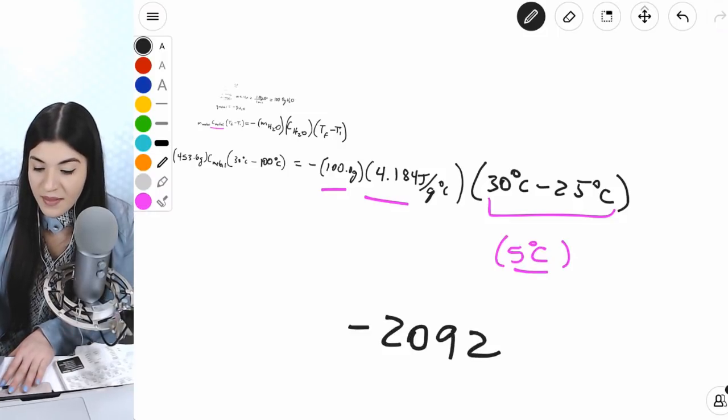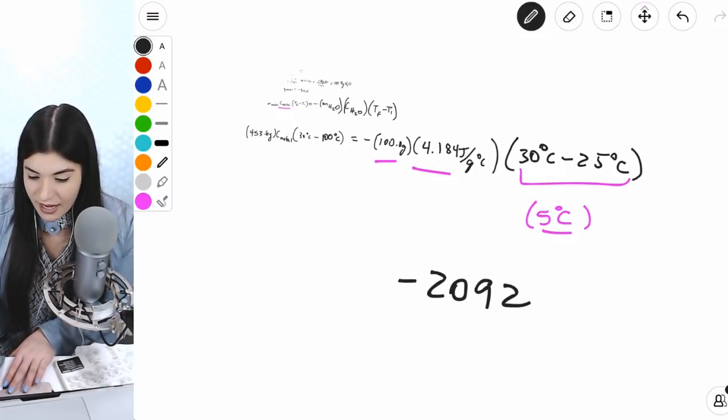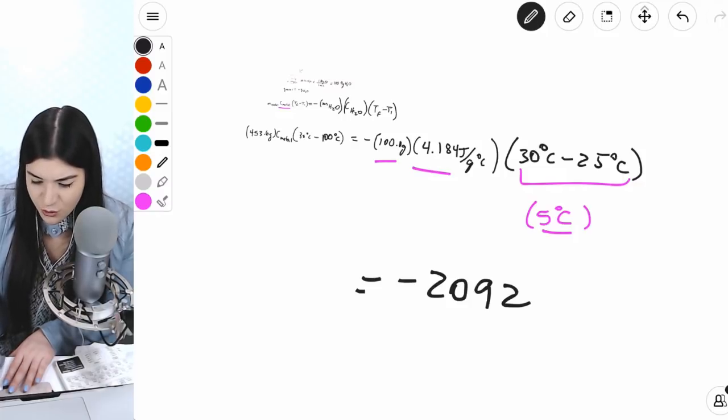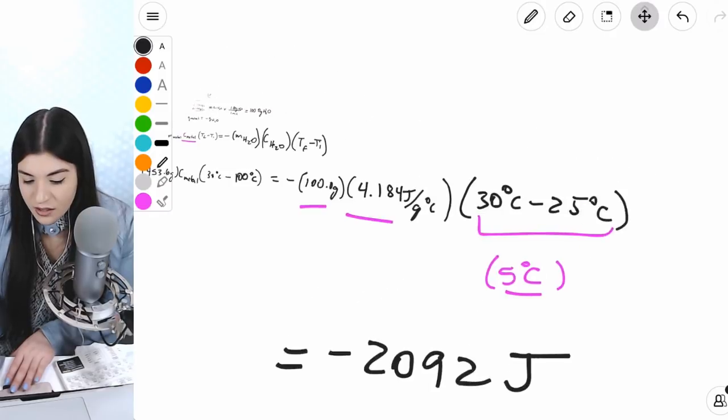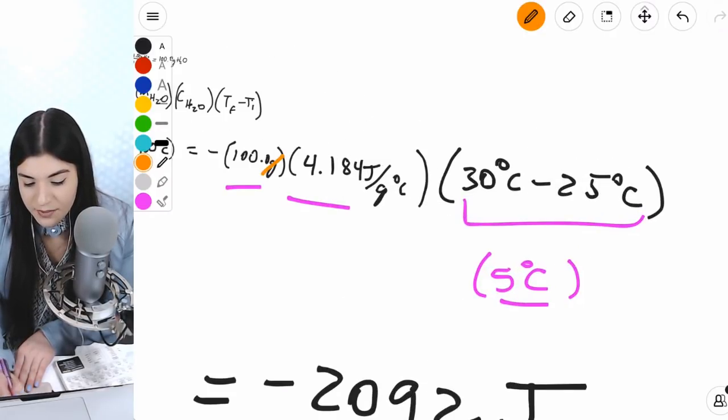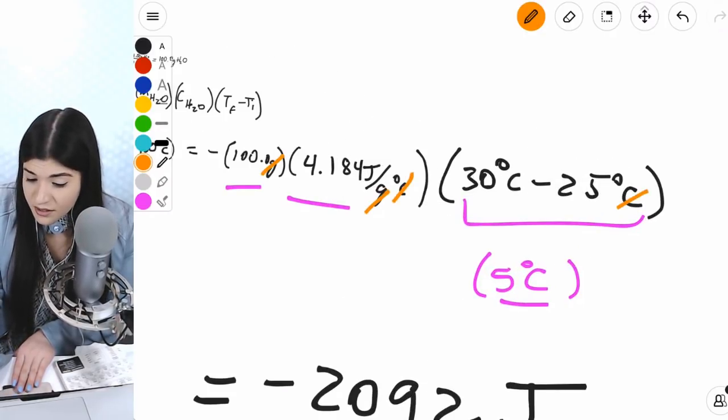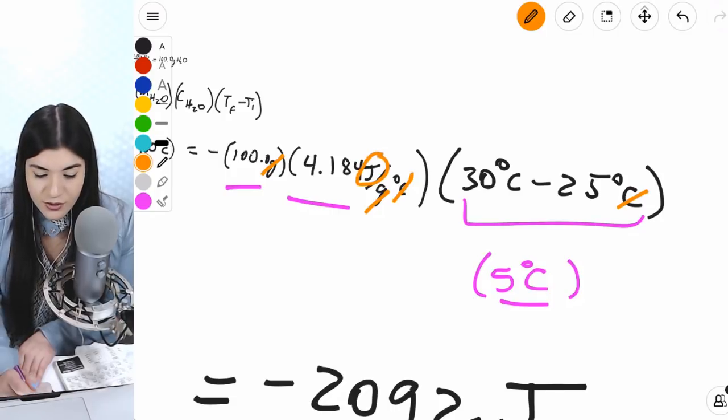-2092, and this is going to be left in joules. Actually, I'll show it, this would have been left with joules because our grams and our grams would cancel, and our Celsius would cancel, and we're left with joules.